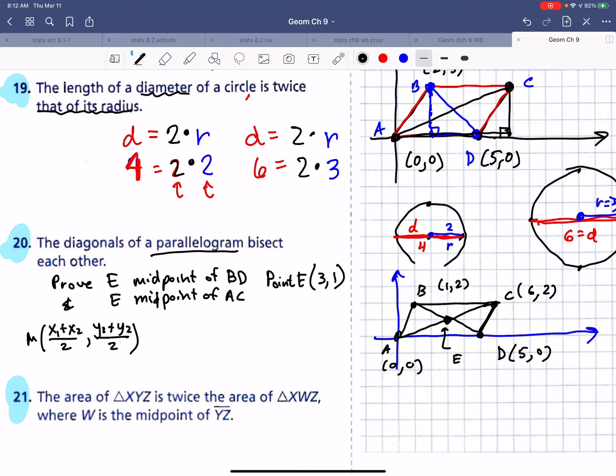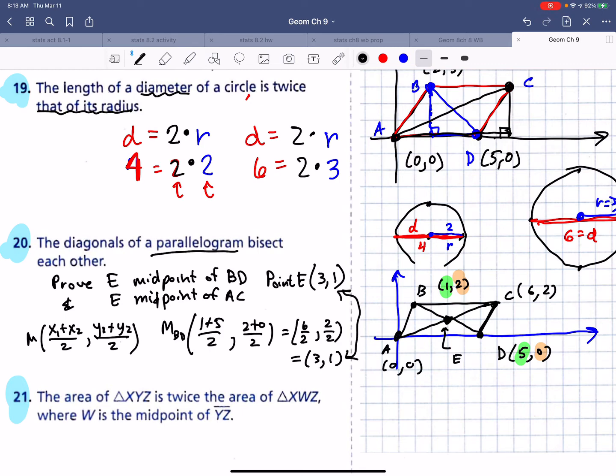So finding the midpoint of BD, the middle of BD is, add the 2 x's, so we're going to add 1 and 5. Divide by 2, and then add the 2 y's, 2 and 0, and divide by 2. So we get 6 over 2, 2 over 2. So we get, what do you know? Same. So we've had success so far.